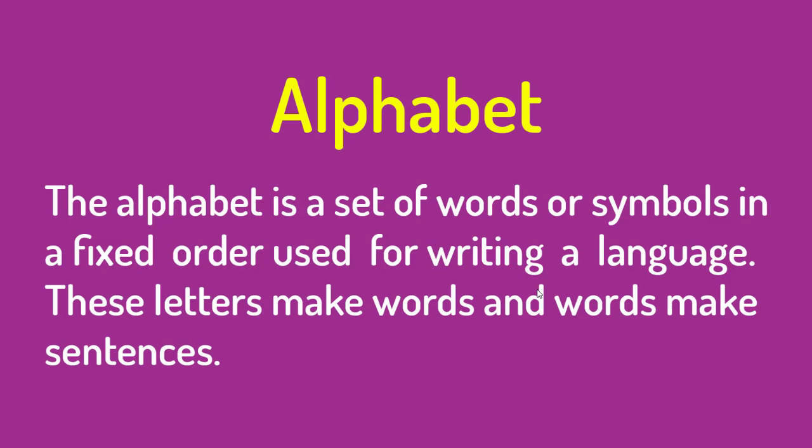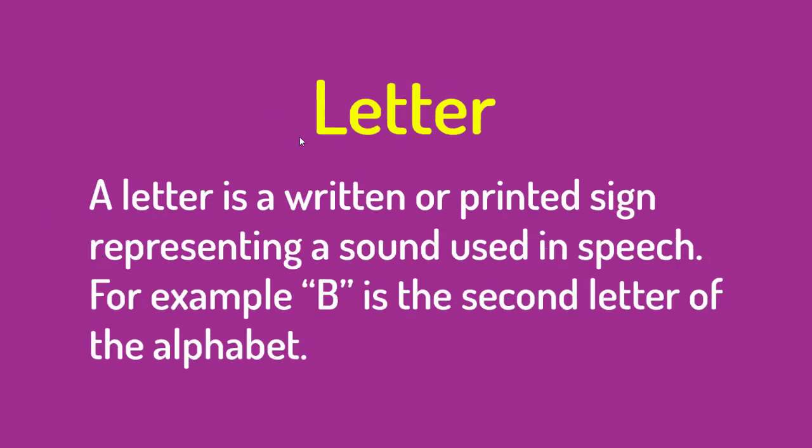So let's get started. What is alphabet? The alphabet is a set of letters or symbols in a fixed order used for writing a language. These letters make words and words make sentences. Definition of letter: a letter is a written or printed sign representing a sound used in speech. For example, B is the second letter of the alphabet.